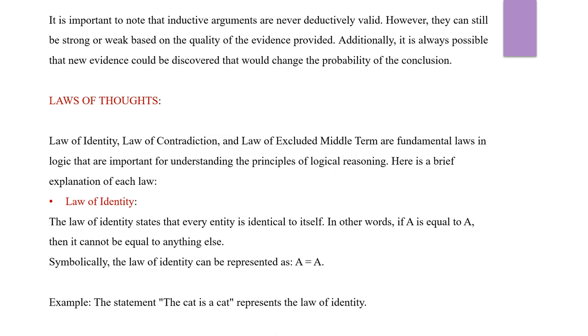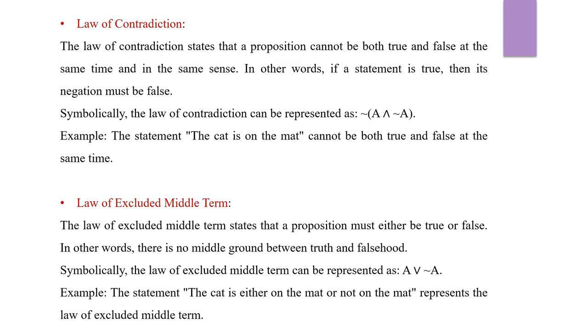Law of identity. The law of identity states that every entity is identical to itself. In other words, if A is equal to A, then it cannot be equal to anything else. Symbolically, the law of identity can be represented as A equals A. Example: the statement "the cat is a cat" represents the law of identity.